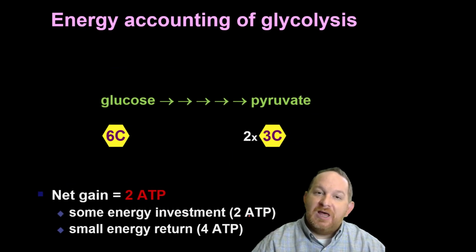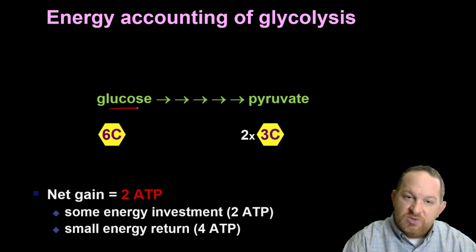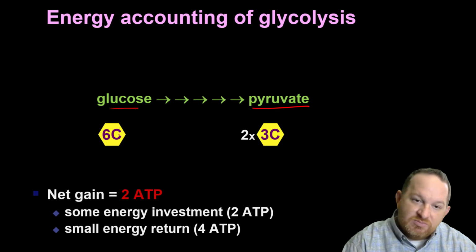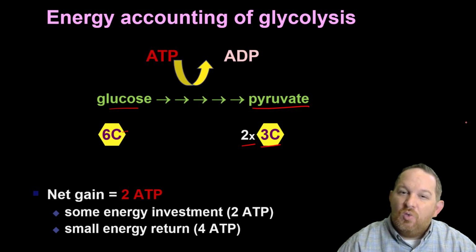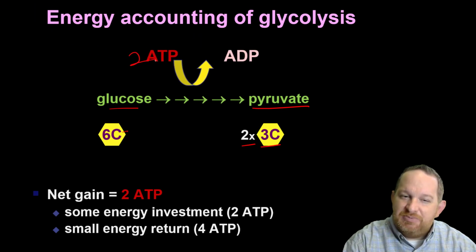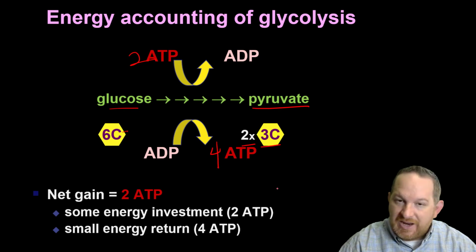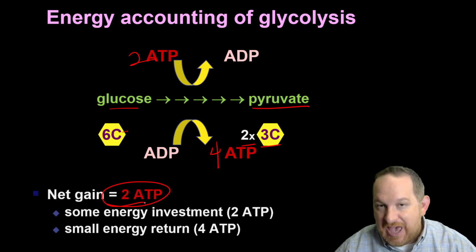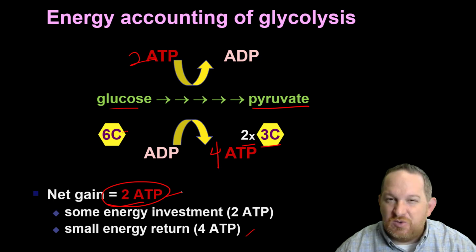Okay, let's wrap this up. Let's do some energy accounting. So remember, we started with glucose. We ended up with pyruvate at the end of glycolysis. We went from a 6-carbon sugar to 2 3-carbon sugars. We invested 2 ATP. We gained 4 ATP. So that means we had a net gain of 2 ATP. We put 2 in, we got 4 out. Net gain is 2 ATP.